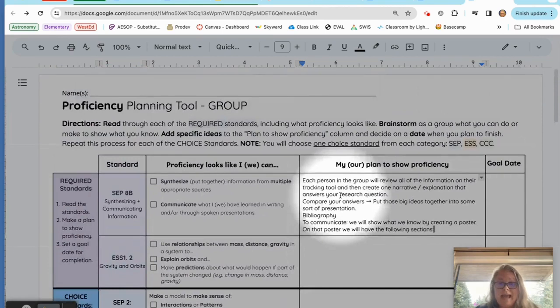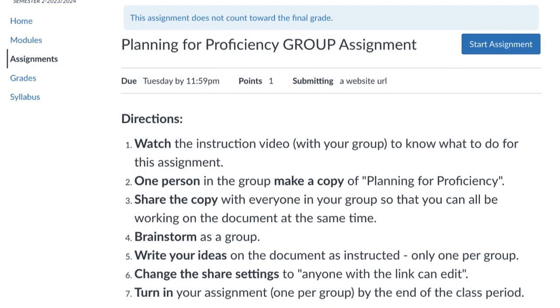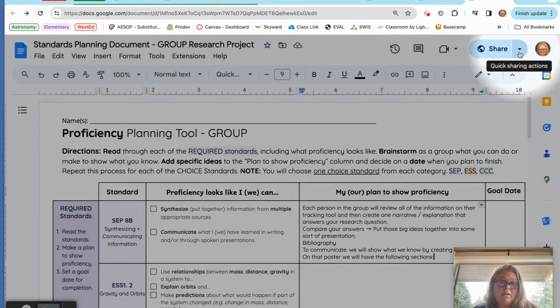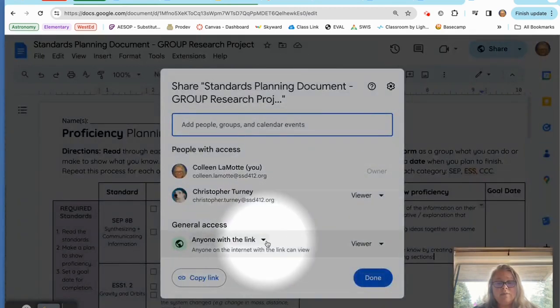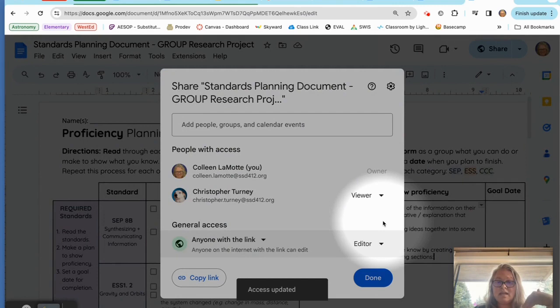Make sure that by the end of the class period that you turn in this document into the assignment in Canvas. Those are set up by group, so only one person in the group needs to share this document. And remember, when you share, you want to make sure that anyone with the link can edit. If I can edit the document, then I will be able to give you really specific feedback, and it will just be a much more efficient process again.